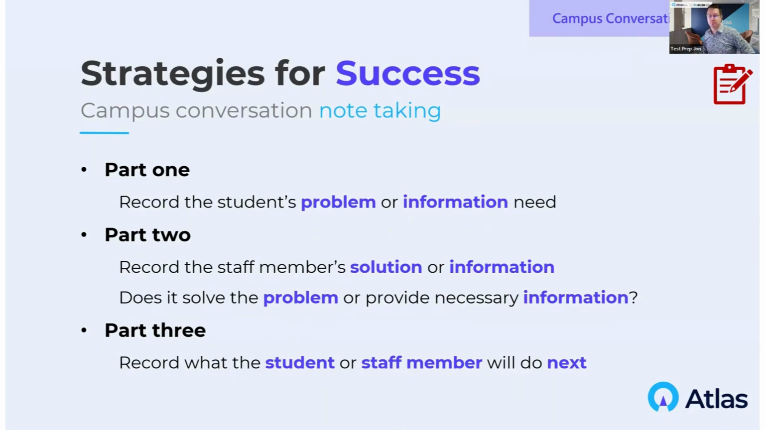gist purpose question. In part 2, you're going to need to take most of your notes. You need to record firstly the staff member's solution or information provided to the student, and then you're going to need to follow the conversation to write down whether or not this solves the problem or provides necessary information for the student. Finally, in part 3, you must record what the student or staff member will do next.